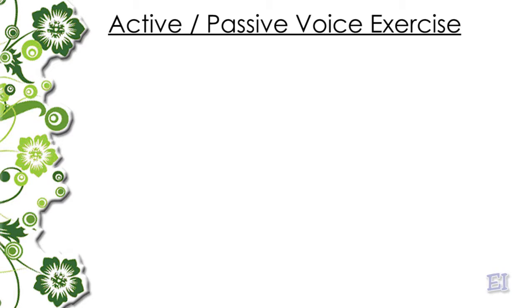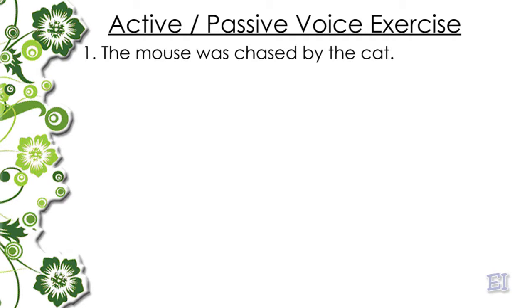Now let's try a few exercises. They may help a little. The mouse was chased by the cat. This is the passive voice as we know, and it's also simple past tense. So we want to change the subject and object, switch the positions, and make it into active voice. Here we have: the cat chased the mouse.